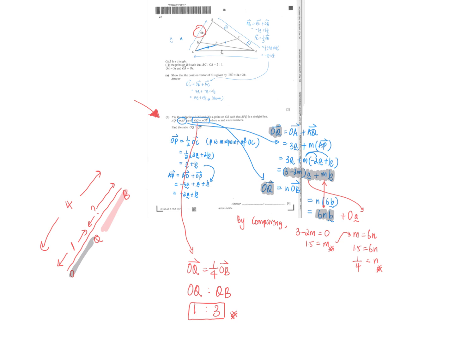How do you get from here to here? Expand. You expand minus 2A, right? Minus 2MA and plus MB. I group the A together. I take out the A as common factor.